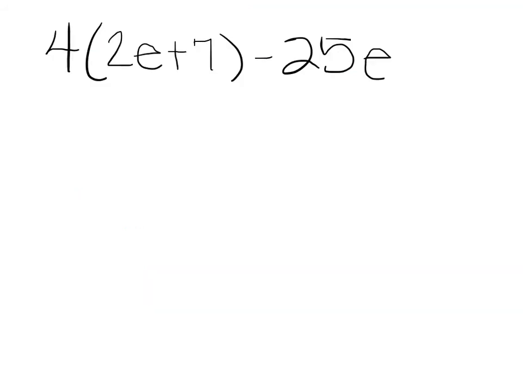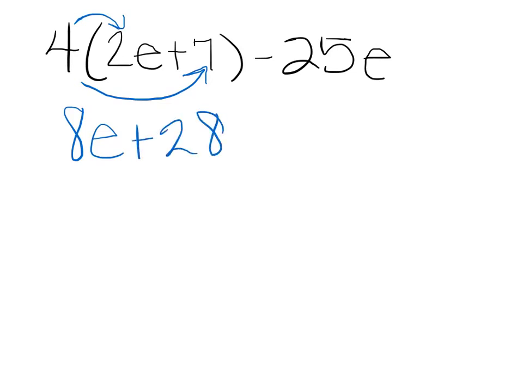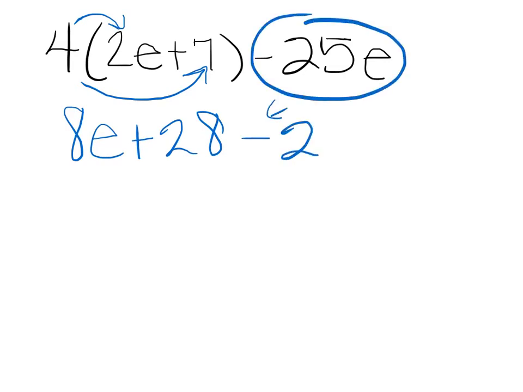Our next example is 4 times, in parentheses, 2e plus 7, minus 25e. Now, when you have a number on the outside of parentheses, it's that magical word that starts with a D. You're going to distribute. So we're going to take our 4 and distribute it to the 2e and to the 7. So we're going to have 4 times 2e, which is going to give us 8e, and 4 times 7, which is going to give us +28. And then we're just going to bring down the rest of our problem. So then we have minus 25e.